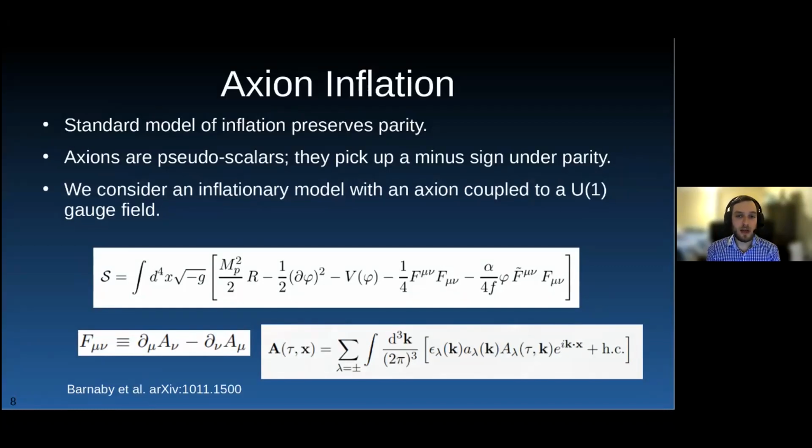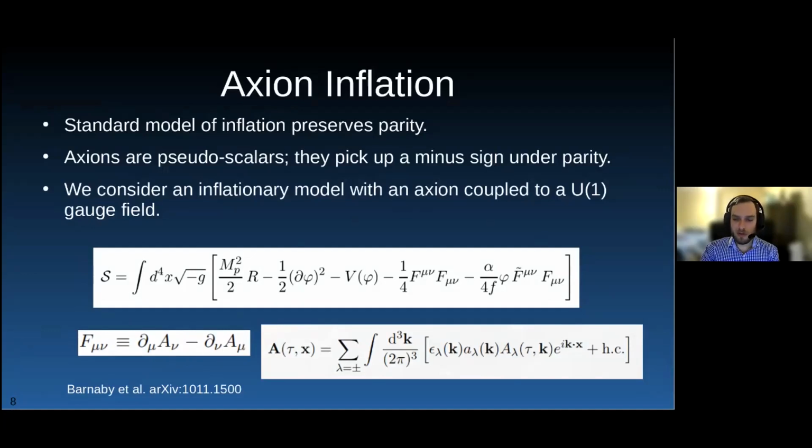So here we consider axion inflation, where the axion is coupled to a U(1) gauge field. So here is the inflationary action, and phi represents our axion field, and F mu nu is the field strength tensor defined here, given in terms of derivatives of the gauge field A mu. And this is a general gauge field not necessarily associated with the electromagnetic force potential.